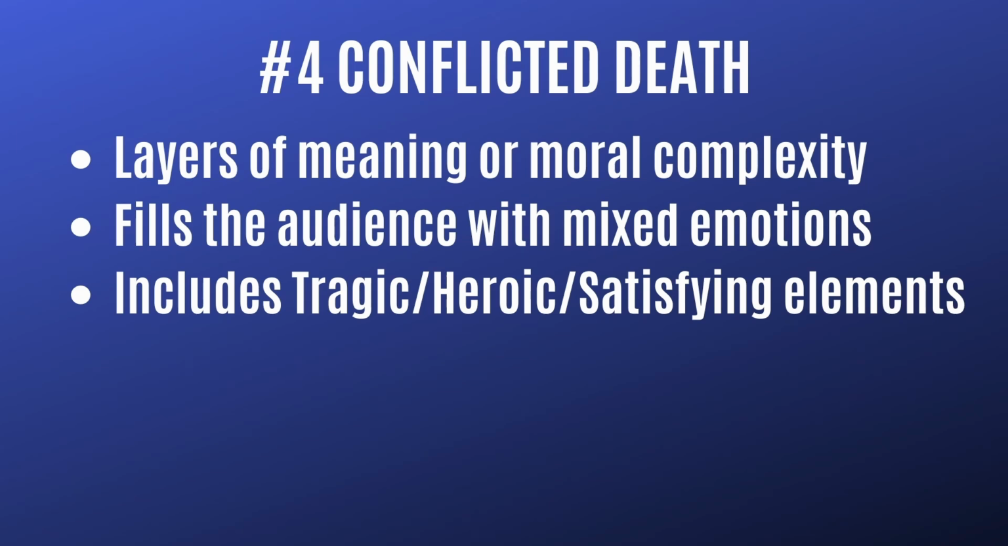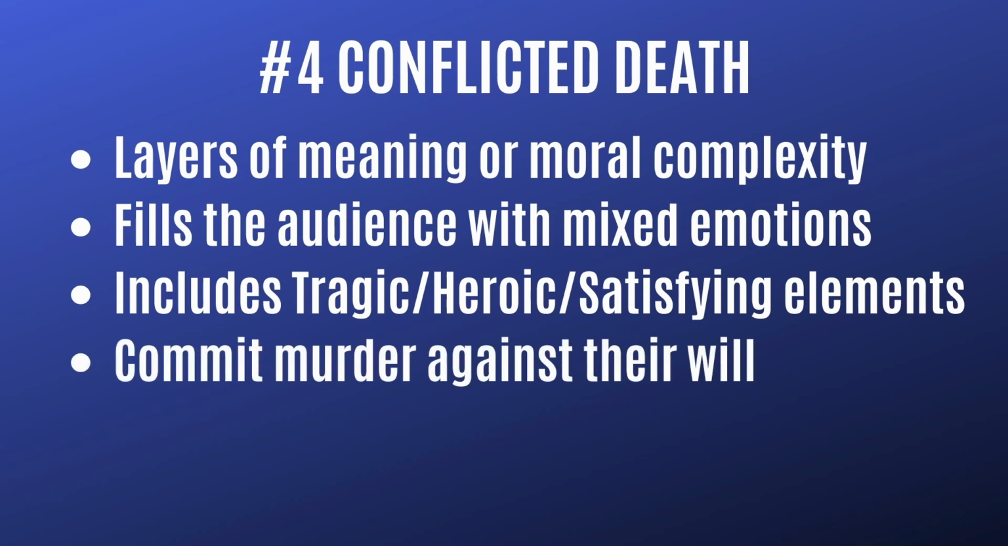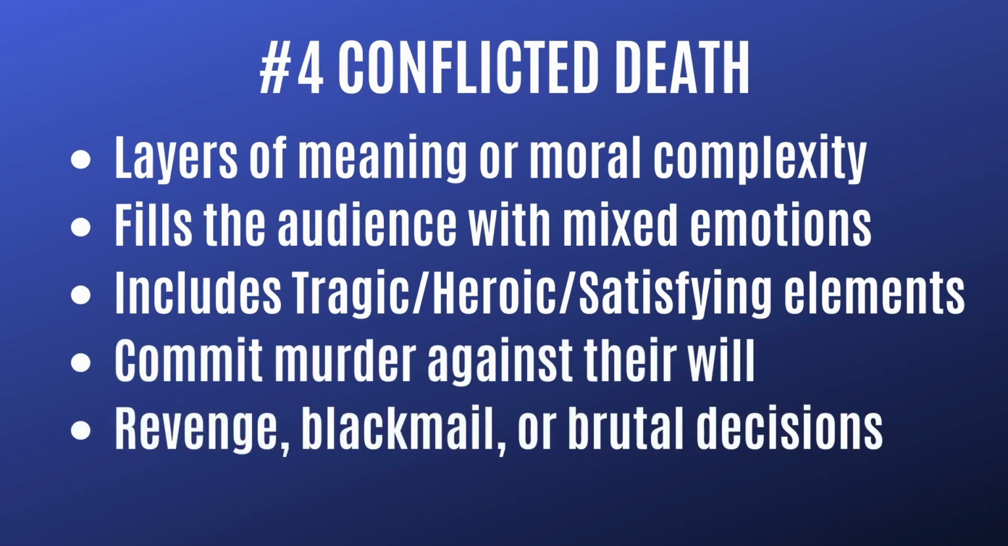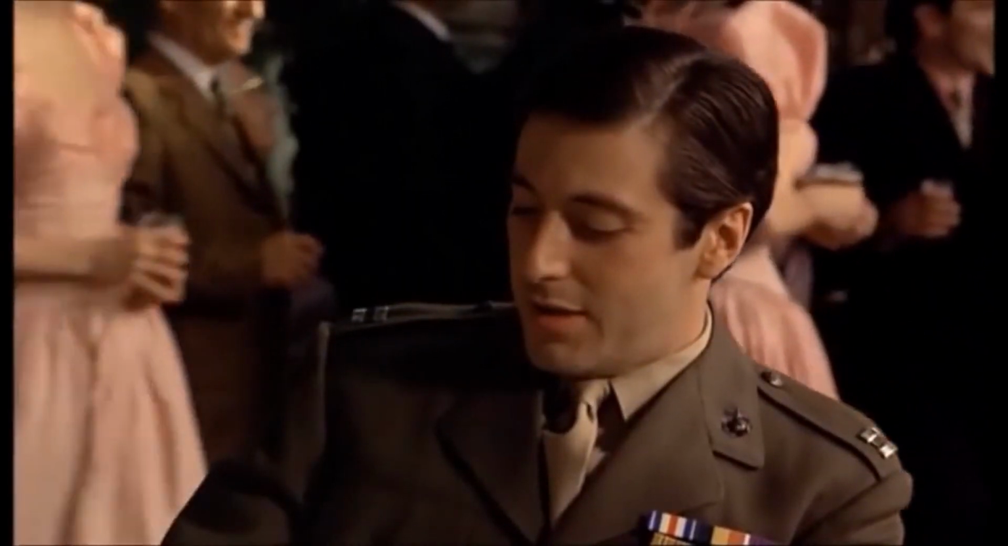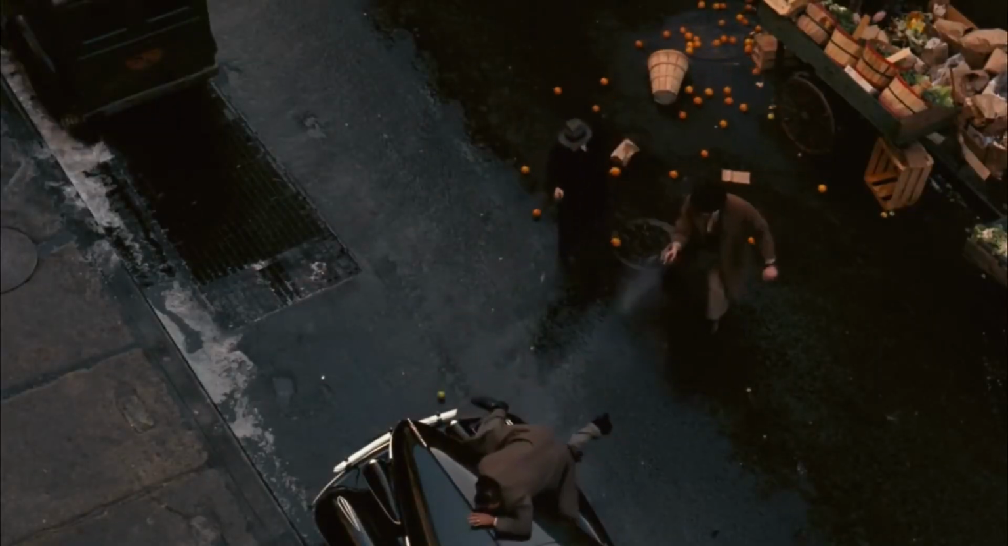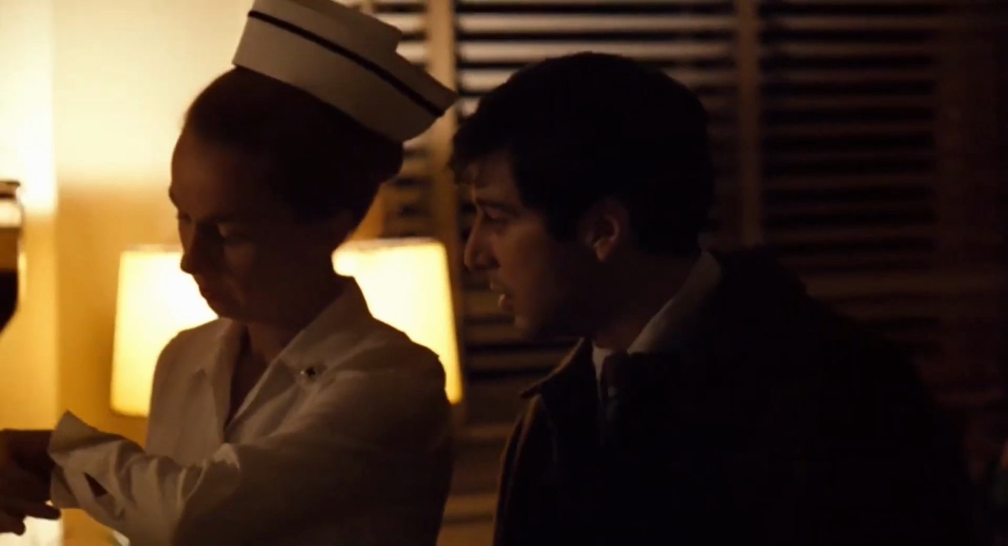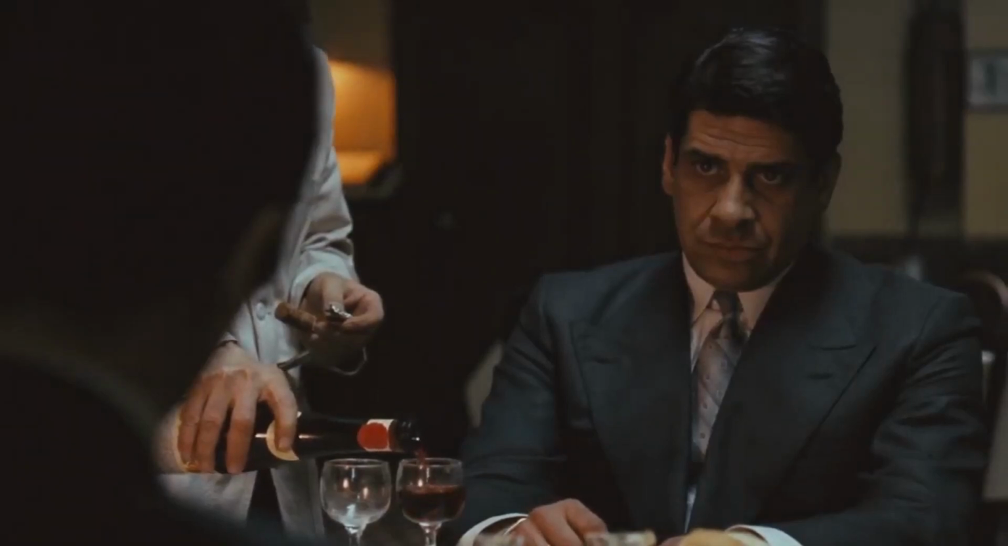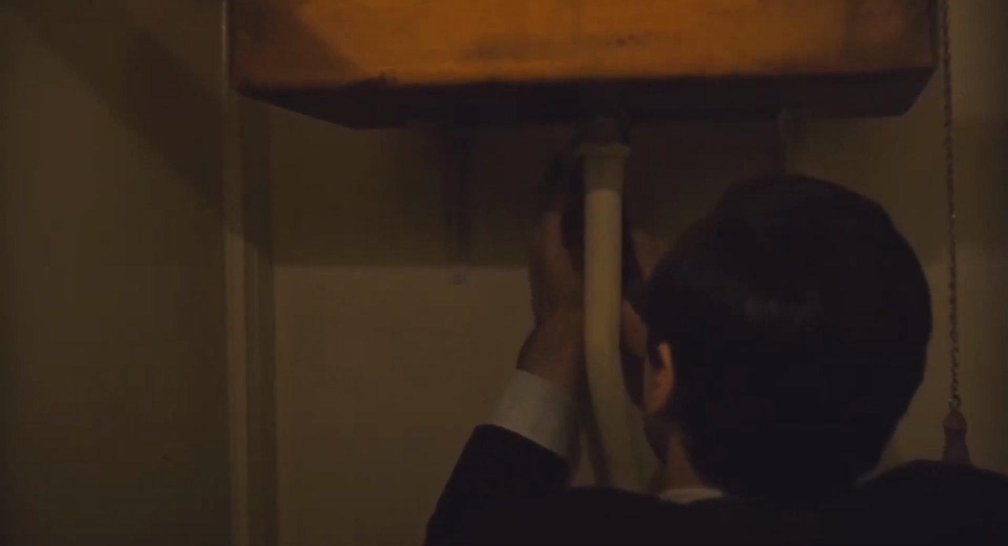It might be a situation where a character must commit murder against their will, and these deaths often involve revenge, blackmail, or brutal decisions. One example comes from The Godfather when Michael Corleone kills Sollozzo and McCluskey. Early on, Michael is an innocent civilian, but after his father gets shot, Michael feels compelled to protect his family. We understand him and maybe even root for him to kill these guys, but at the same time, we hate to see him betray his morals.